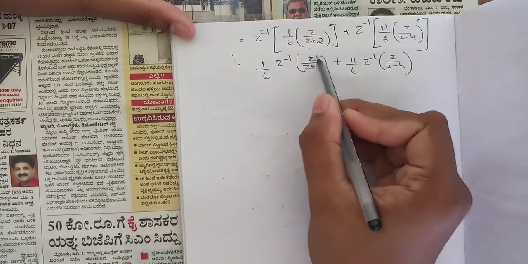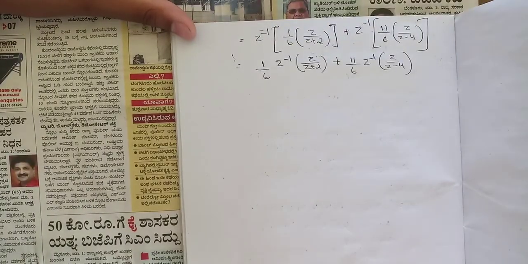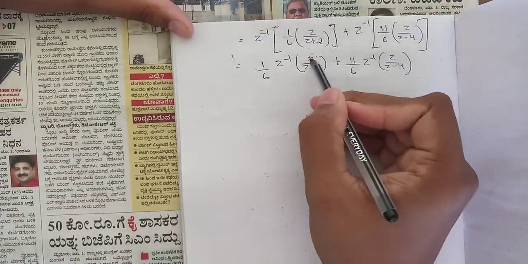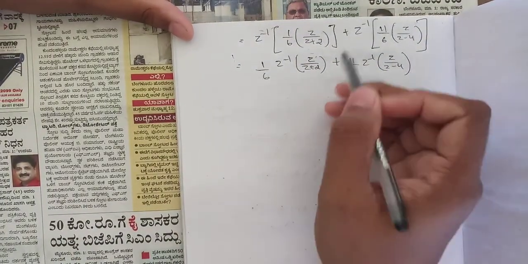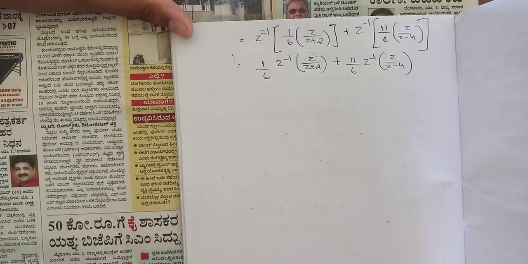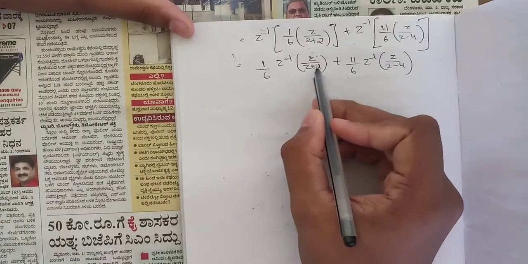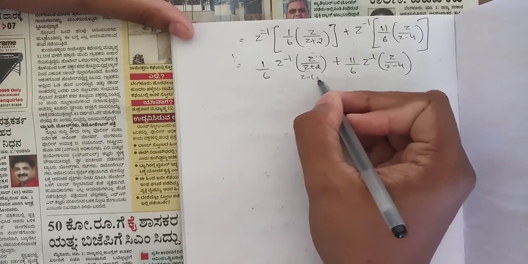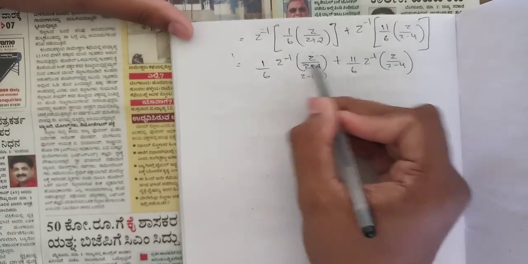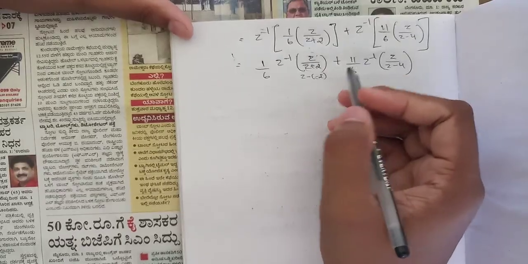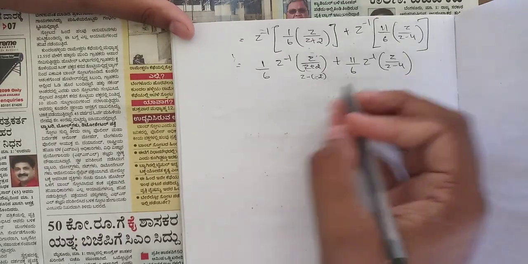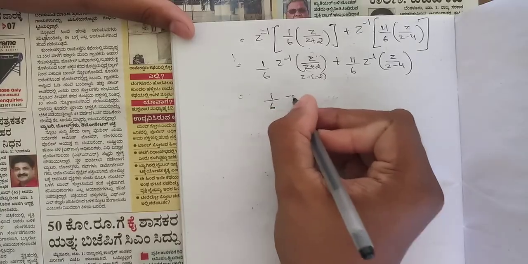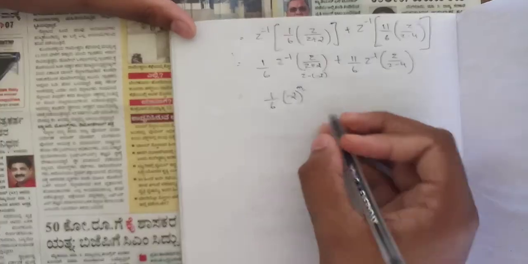If we take the z inverse of z by z plus 2, the formula we have is z by z minus a, right? The z inverse of z by z minus a is equal to a power n, but we have it as z by z plus 2. So we can say that this is equal to z by z minus of minus 2, that is z by z minus a, so the value of a here is minus 2. Therefore the z inverse we can write as minus 2 to the power n.